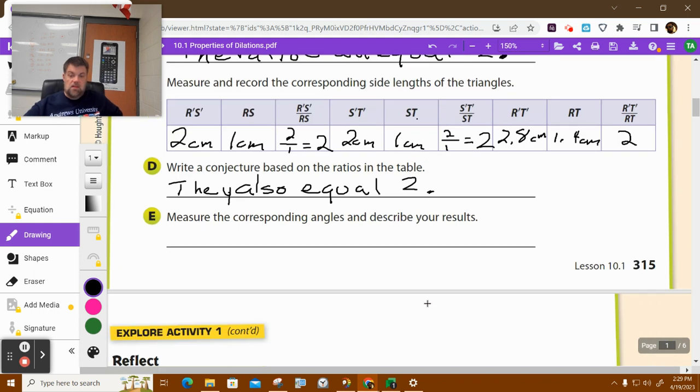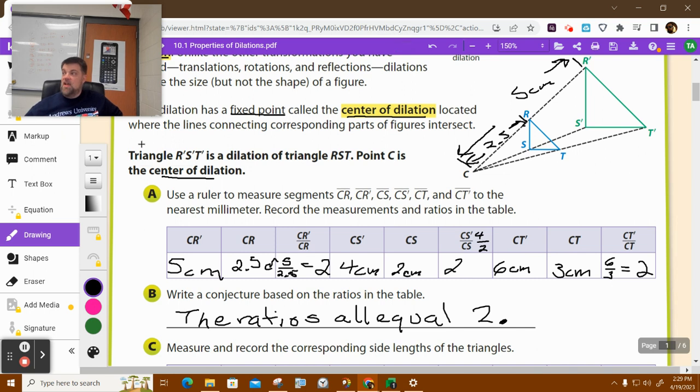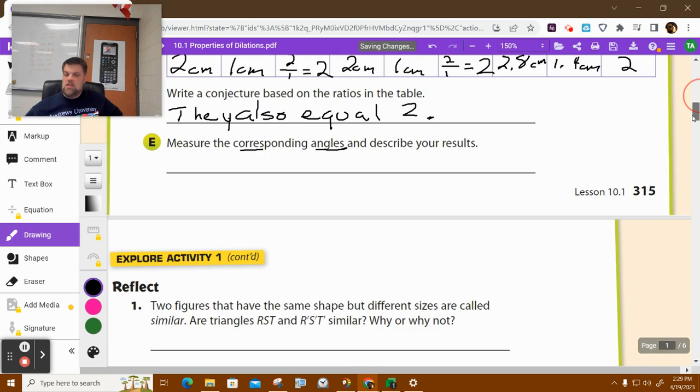Okay. Now, what about the corresponding angles? Do you think those are going to double? Well, hold on. Let's look at it. Do you think those angles doubled? No, they stayed the same. Do you know what I mean by that? If you look at the angle for R, they look like they're the same, right? Yeah. And angle S looks the same as S prime. So they're the same. They're congruent. The angles don't change.